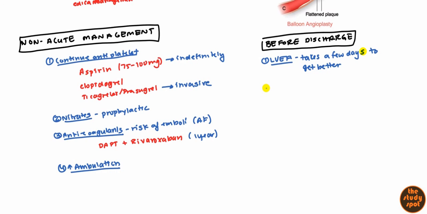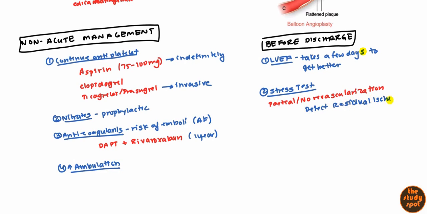Also, for many patients, you want to do a stress ECG test. This is generally done for patients who had partial or no revascularization. What you're looking at is how well of a job you did. Is there still some ischemia there? This helps detect any residual ischemia, identify some arrhythmias, and also evaluate the patient's exercise level so you can create some type of cardiac rehabilitation program. You know where they're at.